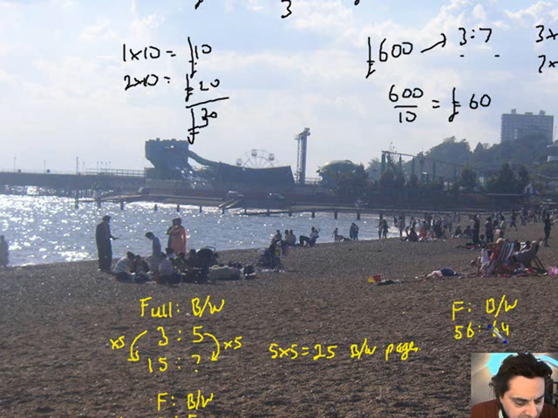The next edition has 90 pages with the same ratio of full colour to black and white. How many full colour pages are there? Next edition, 90 pages with the same ratio. How many full colour pages are there? Oh great. So right, I've got 90 pages and I want full colour. What proportion are full colour?